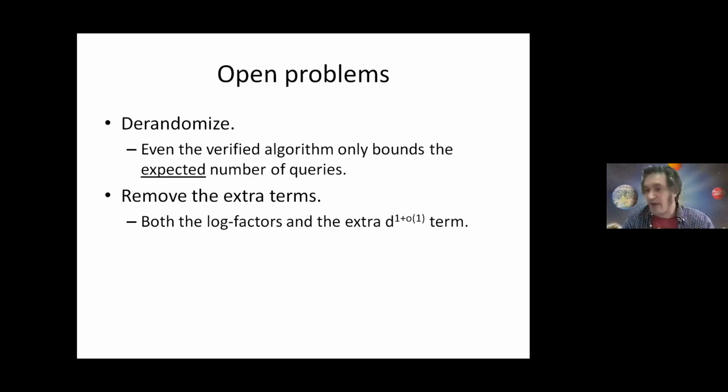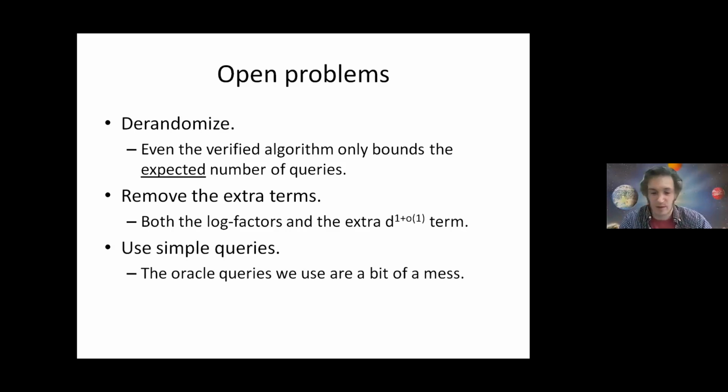Another thing to do is try and make things actually optimal. There's this log factor in the main term that would be nice to get rid of. There's also this d to the 1 plus little o, one term that would be good to get rid of. Another thing that you might want to do is to see if it's possible to do this with simple queries. The oracle queries that we use are a bit of a mess. They require taking random Gaussian linear combinations of reasonably large subsets of points. It'd be nice to know if you could use only queries that were like linear combinations of 2 or 3 points or something like that.